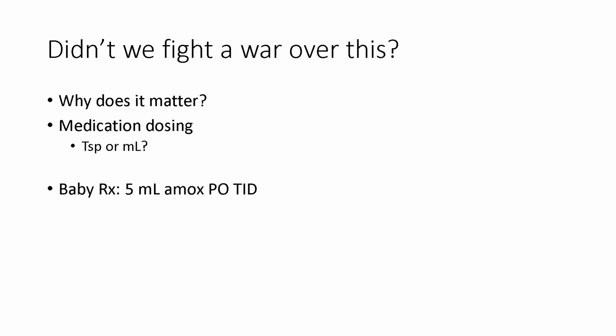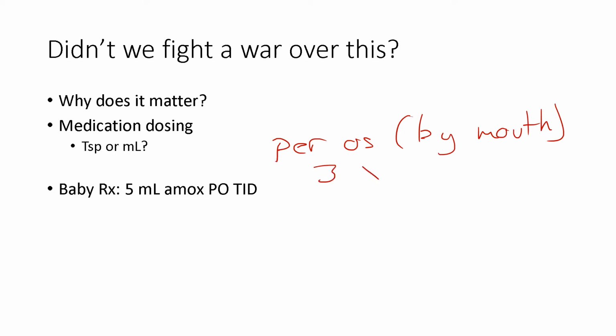For example, let's say you have a baby who came in with an ear infection, and the baby gets prescribed 5 milliliters of amoxicillin PO TID. You will see this a great deal in the future. PO means per os, by mouth, so an oral medication. TID means 3 times per day. So our baby's getting 5 mils of amoxicillin 3 times per day.